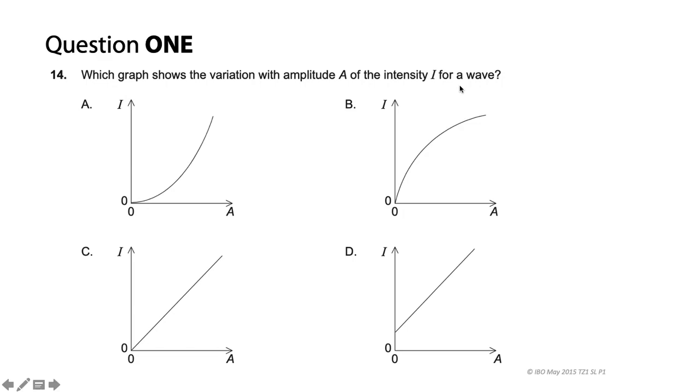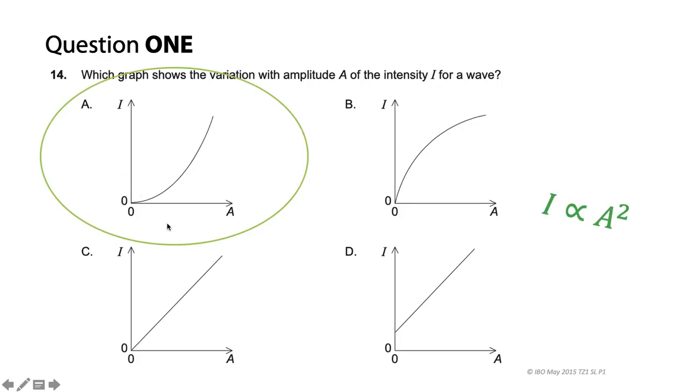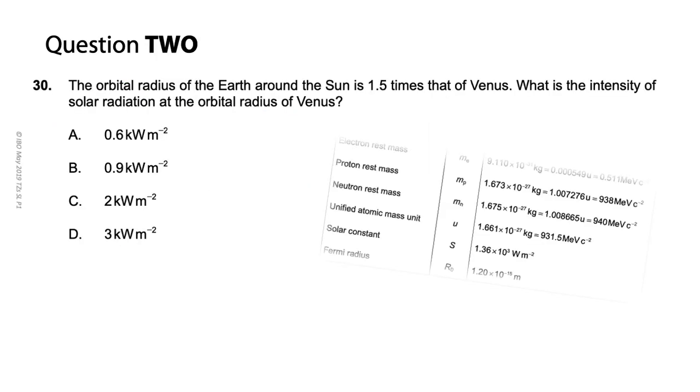Okay, so we know the relationship is I is proportional to amplitude squared, so we can identify the correct graph. Question 2: the orbital radius of the Earth around the Sun is 1.5 times that of Venus. What is the intensity of the solar radiation at the orbital radius of Venus? That's actually a more tricky question. Many people didn't get this one right, I think, because they wonder what the data is. I'm pretty sure a lot of people didn't realise or forgot that the solar constant, S, is actually in the data booklet. The solar constant is how much energy you get from the sun.